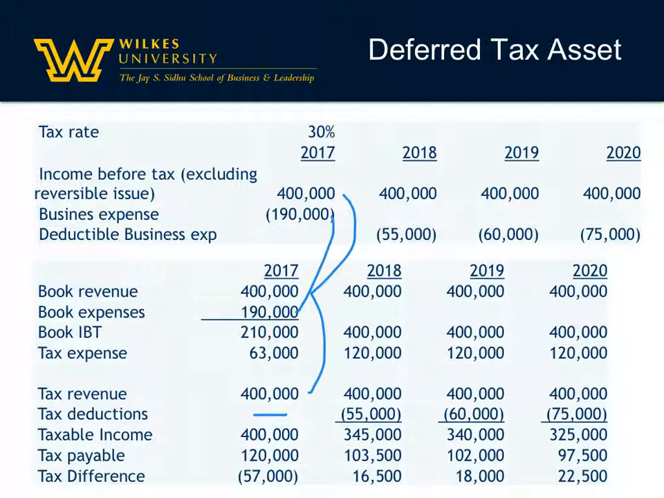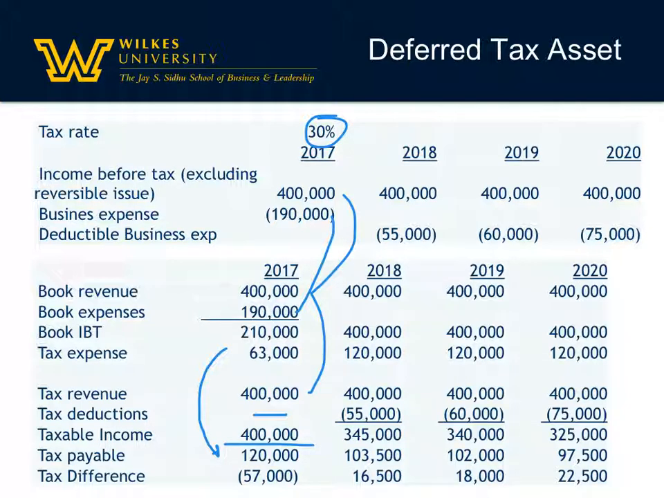So in year one, book income before tax is $210,000. Same 30% tax rate, so tax expense is going to be $63,000. And then on the tax side, on the tax return, our income's higher at $400,000. So taxes payable is $120,000. So we're actually taking an expense now, but paying more in taxes. And we kind of know that's not right. We're going to get that money back, so we've got the deferred tax asset.